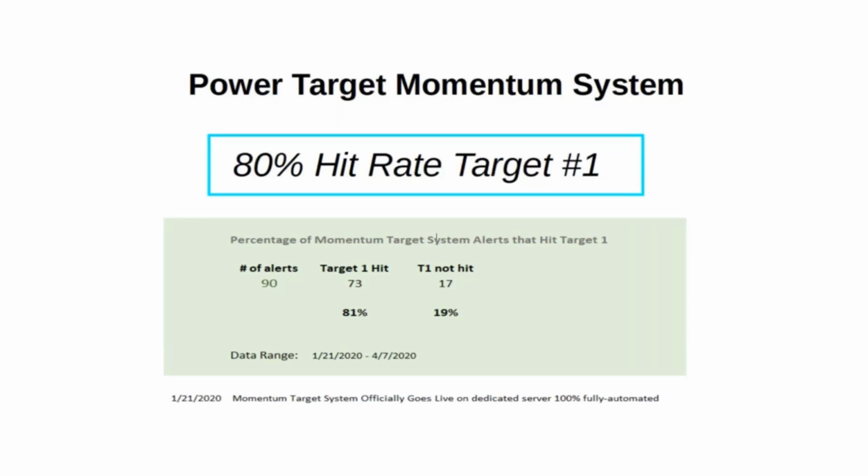So we've been telling our people, look, the easiest way to trade this crazy market is to take the very first entry and take the very first target and then get out. Over the last 90 alerts, we've hit the first target 73 times.